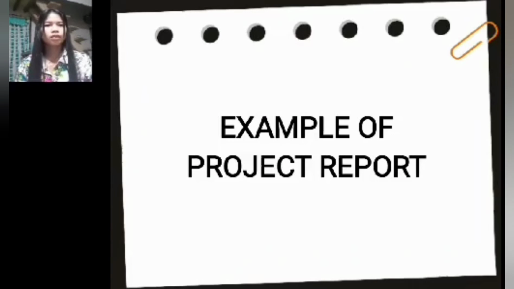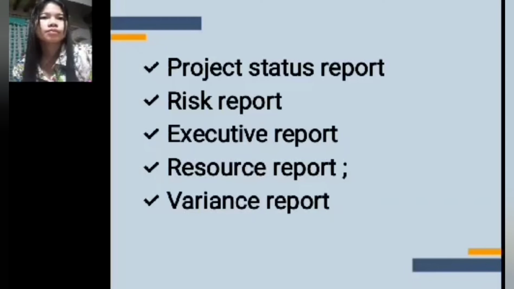My topic is all about the examples of project report: project status report, risk report, executive report, resource report, and variance report.